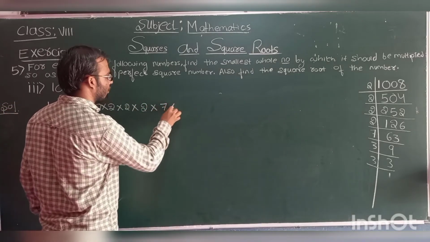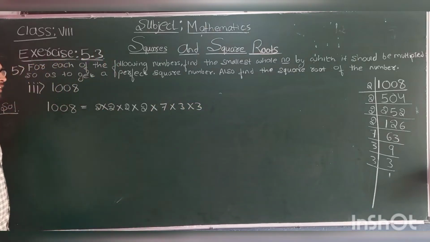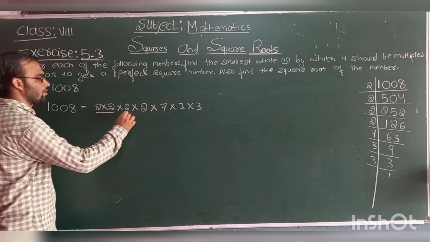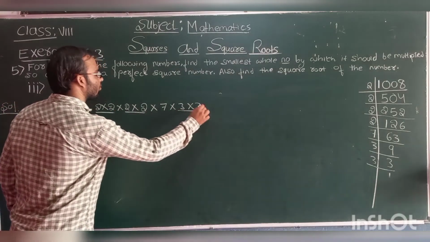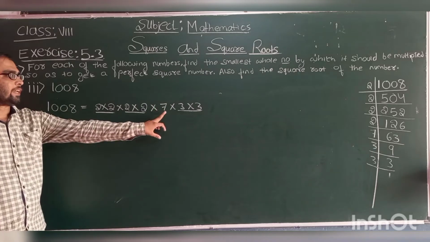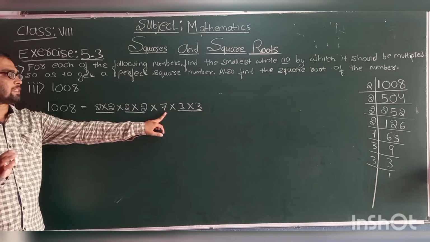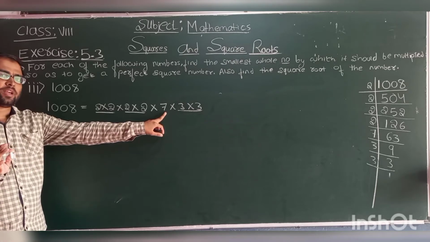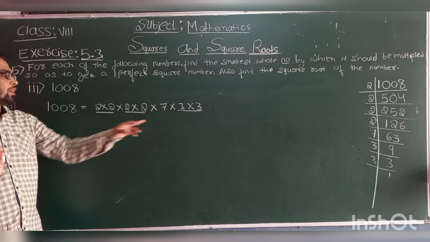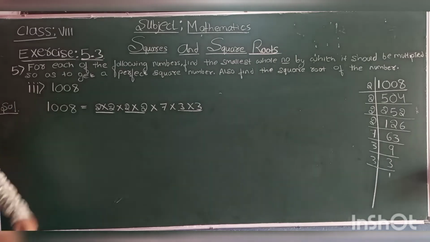Next 7 3 3. Then what is the next step? We have to pair the numbers. Okay. Now look at here, students. Here 7 is not having any pair. Okay. As here 7 is not in pair, we need to multiply 7 to this number, that is 1008, in order to get a perfect square.